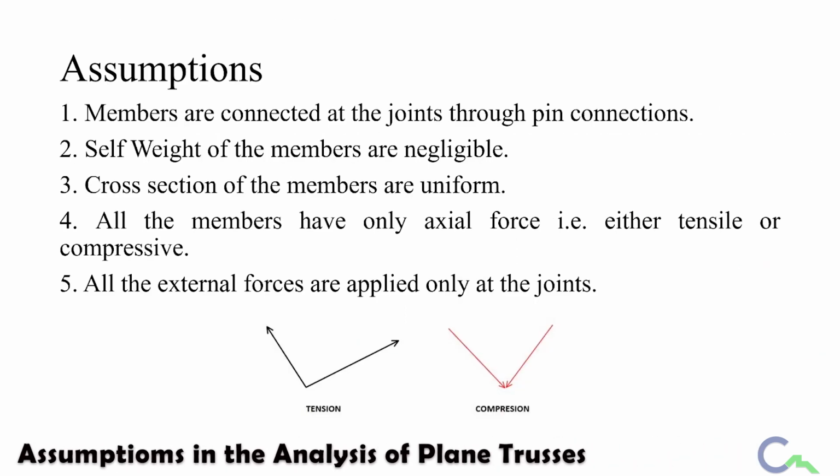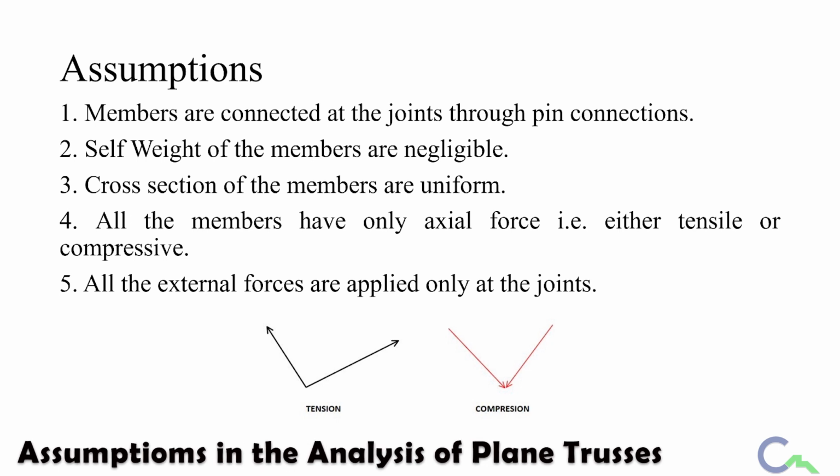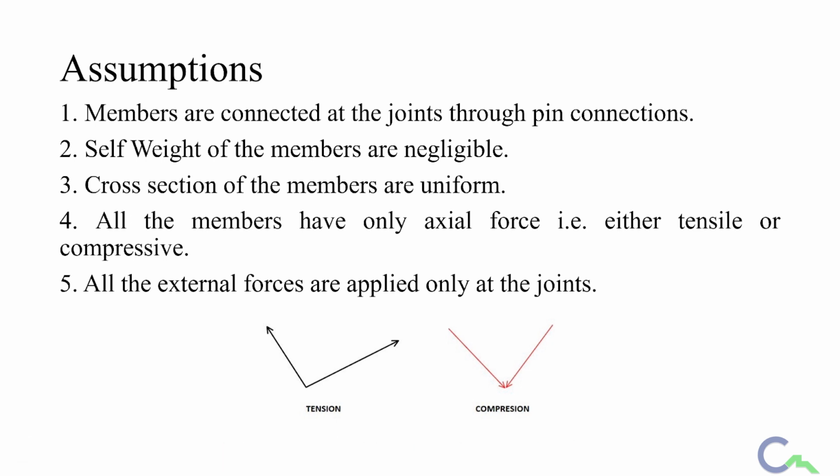So let us see the assumptions in the analysis of trusses. Members are connected at the joint through pin connections. So it is not any fixed support. If it is a fixed support, there is a chance of development of moment, but all the members are pin connections. That means it is having only two reactions.